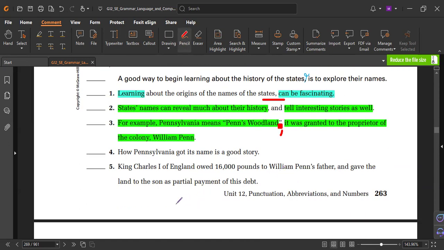Now, number 4, what is the mistake? Or if it's correct, say correct. So number 4, I'm still reading. Yeah, come on, take your time.